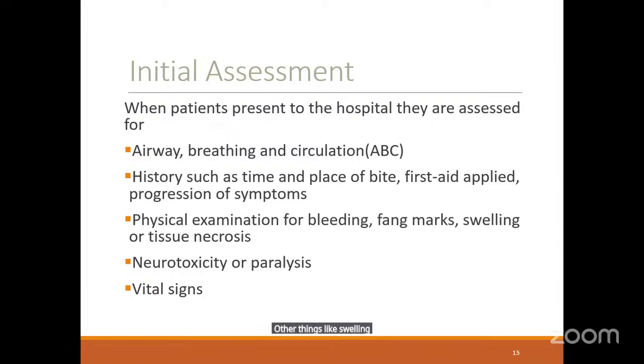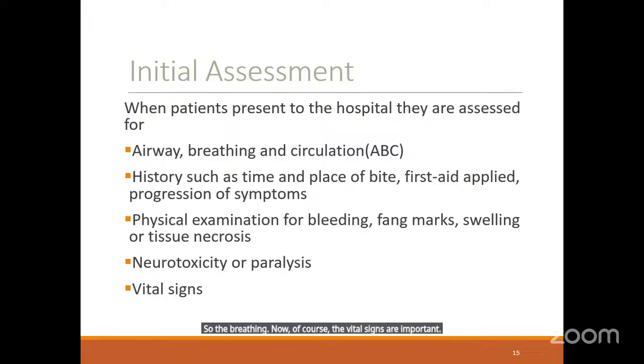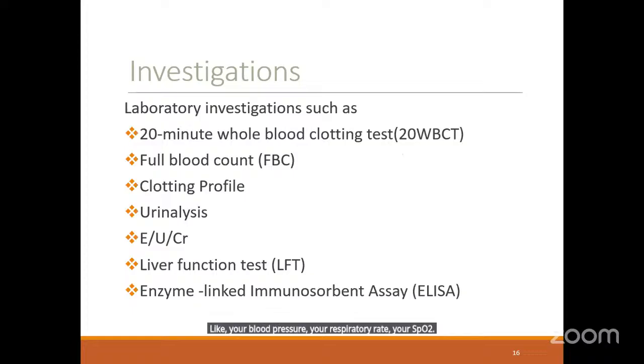Then you look out for neurotoxicity, like I said, paralysis, because if the diaphragm and accessory muscles are paralyzed, the patient won't be able to breathe on his or her own. That's where intubation will be required so that the ventilator will take over the breathing. Then, of course, the vital signs are important, like your blood pressure, respiratory rate, SpO2, and the temperature and all that.